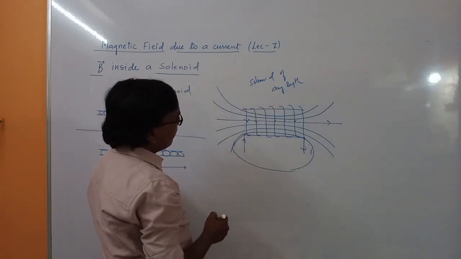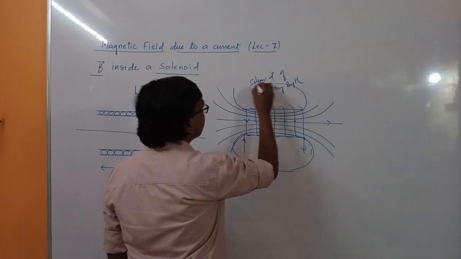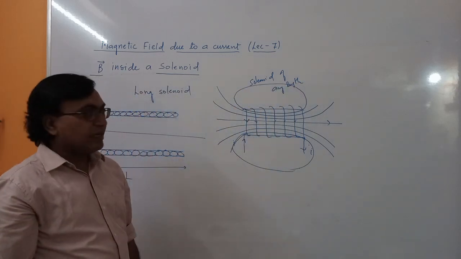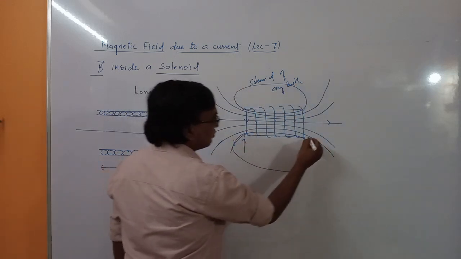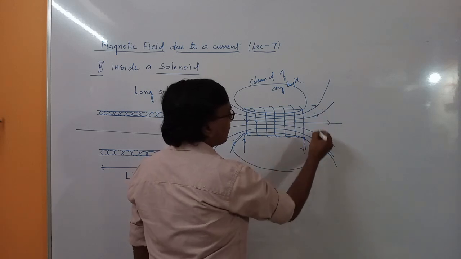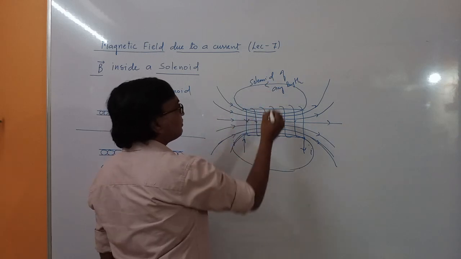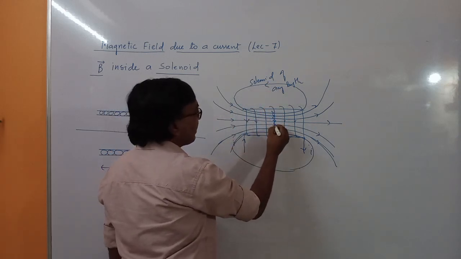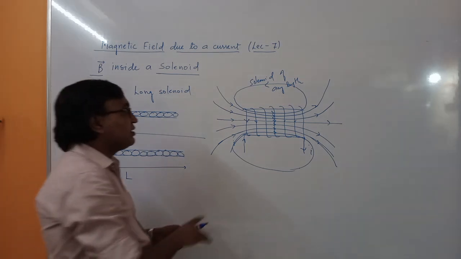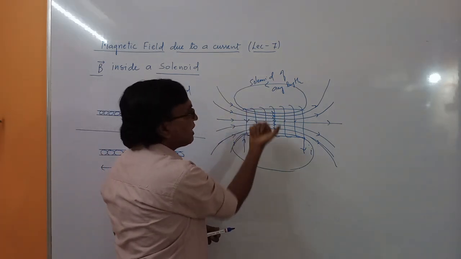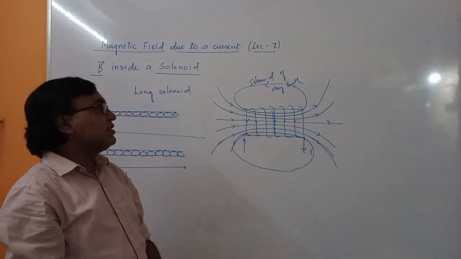So these are the magnetic field lines for a solenoid in general. This is the direction. Each ring or each loop will contribute magnetic field in the same direction. Current in this loop is in this direction, current in this loop in this direction, current in this loop in this direction. So all these magnetic fields will be added and the magnetic field lines will be like this.